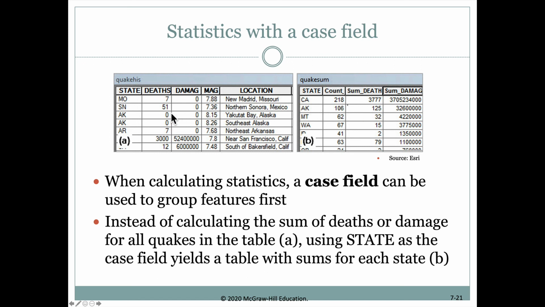And even though we had no deaths in these 2 earthquakes here, in some of those other 104 earthquakes we did have deaths, and the sum of those deaths was 125. So we're not just trying to summarize by the earthquake itself, but by what state it occurred in, and that's why we use the state as the case field in this example here.